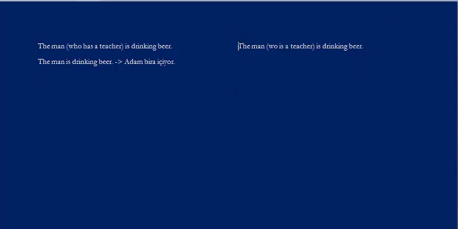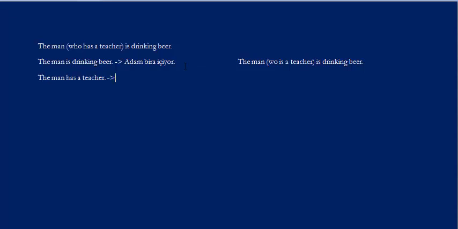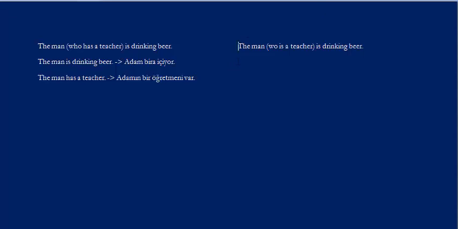Let me delete this one. Okay. Adam bira içiyor. And the second sentence is the man has a teacher, which in Turkish we just did: adamın bir öğretmeni var. Okay? Now I'm going to write that here as well. The man who is a teacher is drinking beer. Okay. So the main sentence is the same. The man is drinking beer. And the man, let me correct this one, who? Okay. And the subclause is the man is a teacher. This time, himself. So, Adam bir öğretmen.